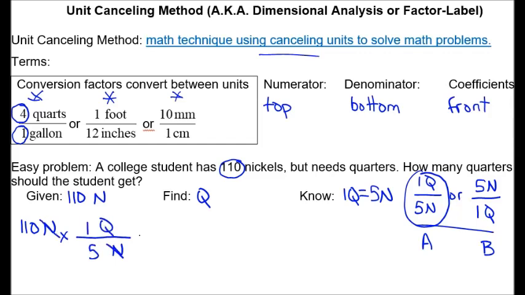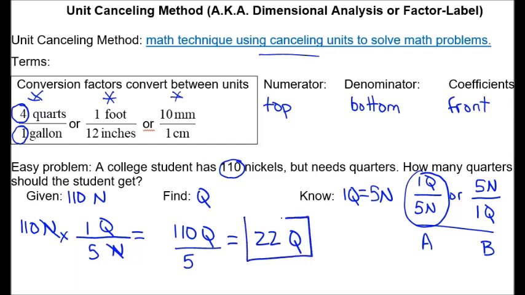We've canceled out the nickels, now we're in quarters, so we have 110 quarters over 5, and the nickels is canceled out. 110 divided by 5 is 22, so the student will have 22 quarters to do their laundry.